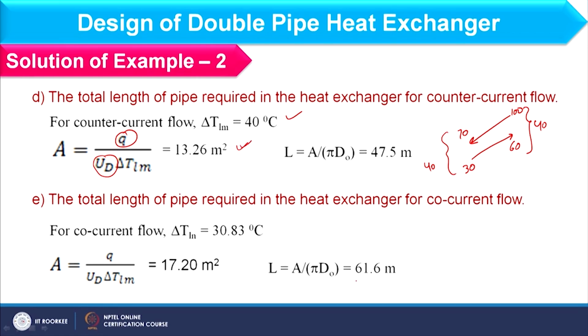meter square, right. In the similar line, we can further calculate the total length of the heat exchanger, which is the heat transfer area divided by circumference. Okay. So, which circumference should I consider? I should consider outer circumference. Okay. So, that area we have already calculated, D naught you already know. So, 47.5 meter is the total length of heat exchanger we can obtain for counter current flow.